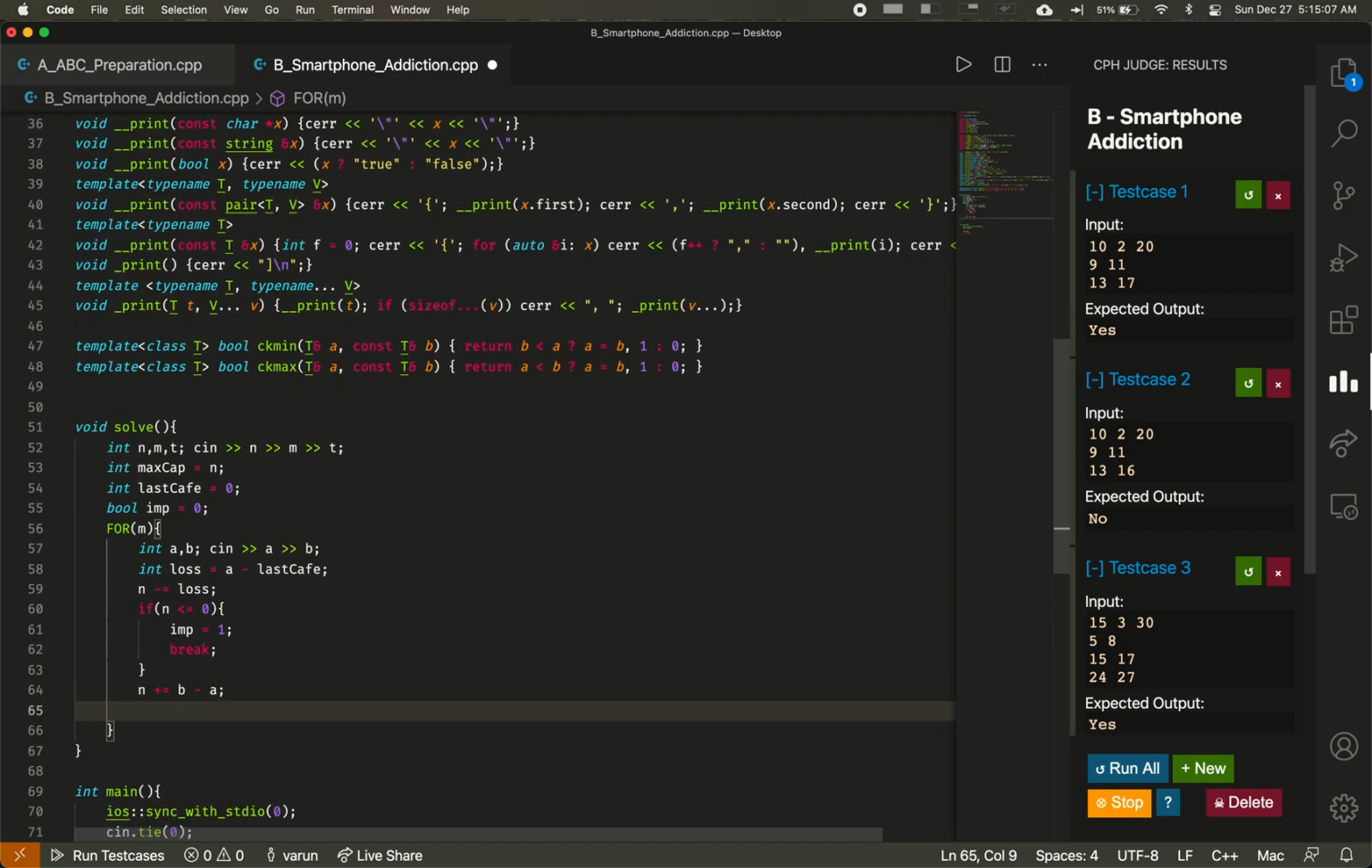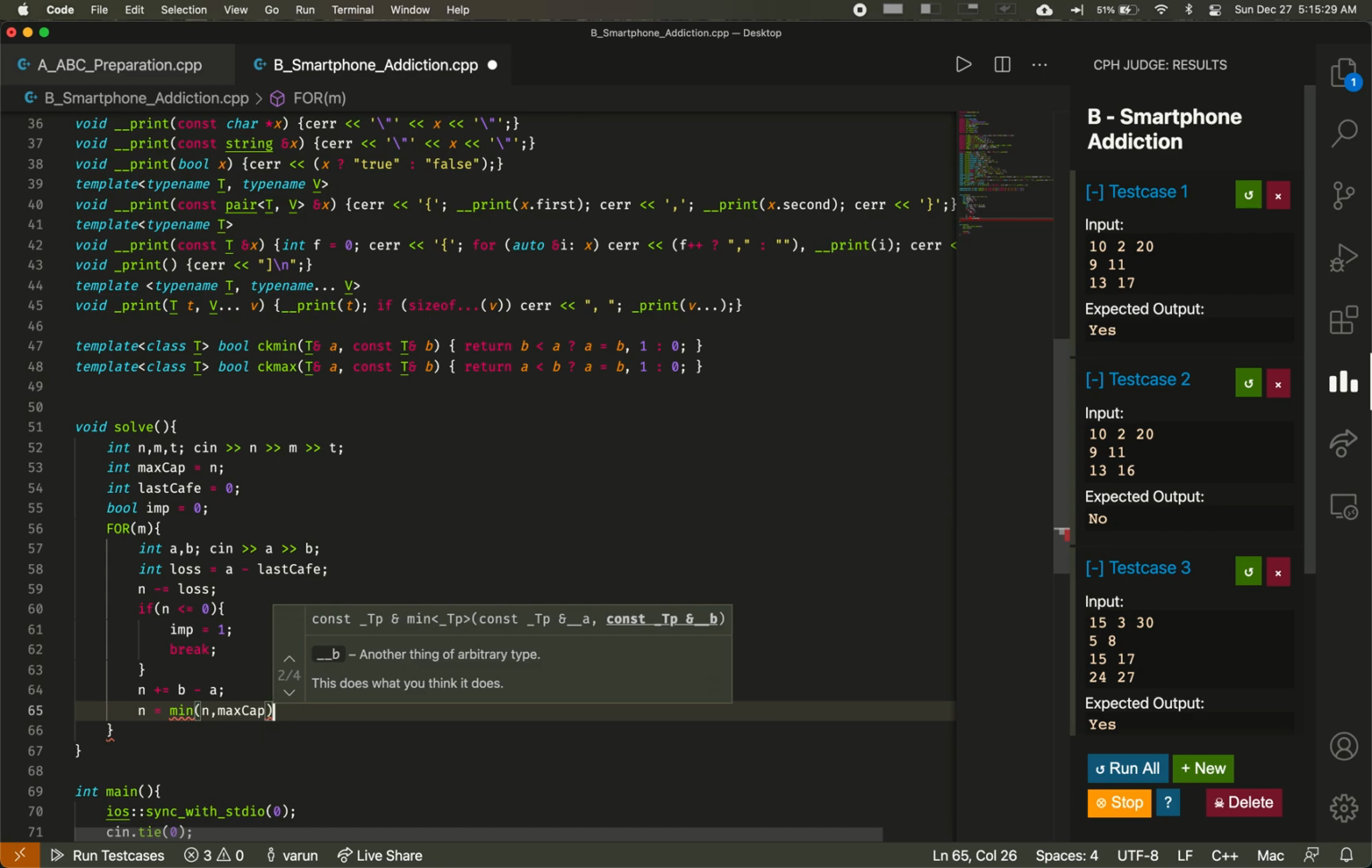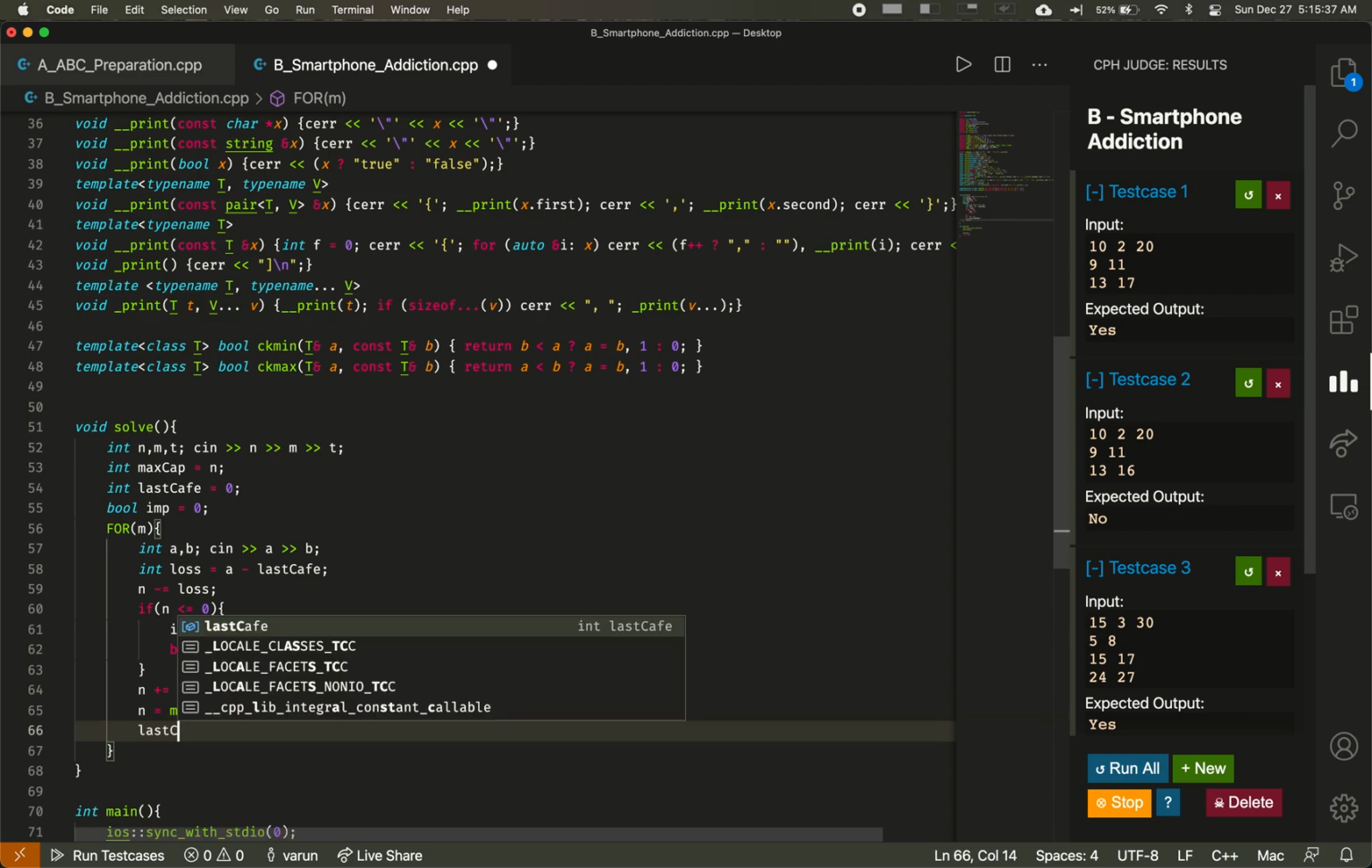Now the key thing to notice is when he stays at a cafe, his phone can't have a charge higher than n. Therefore we have to ensure that n is the min of the current value of n and the maximum capacity, because it cannot be higher than the maximum capacity. After we do that, we have to ensure that this is now the last cafe, and we set the time as the time we leave this cafe.